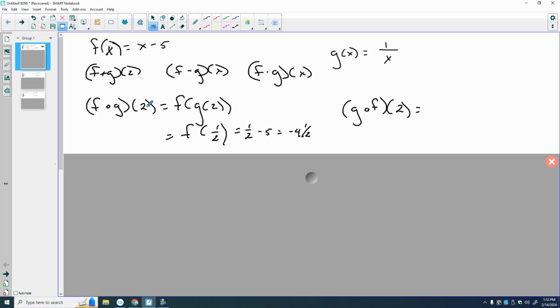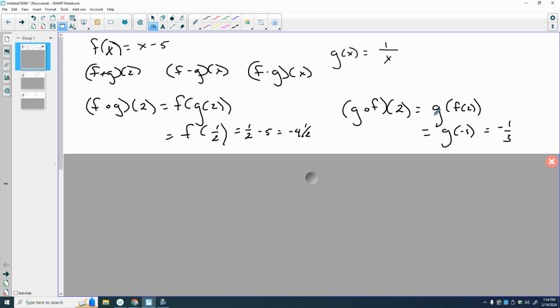Do g first, take the answer to g and substitute it into f. So this just means the opposite. Do f first, take the answer and put it into g. So f of 2, I put 2 right here. 2 minus 5 is -3. So this becomes g of -3. Go to the g equation, substitute in the -3, and this becomes -1/3, or 1 over -3, either way.